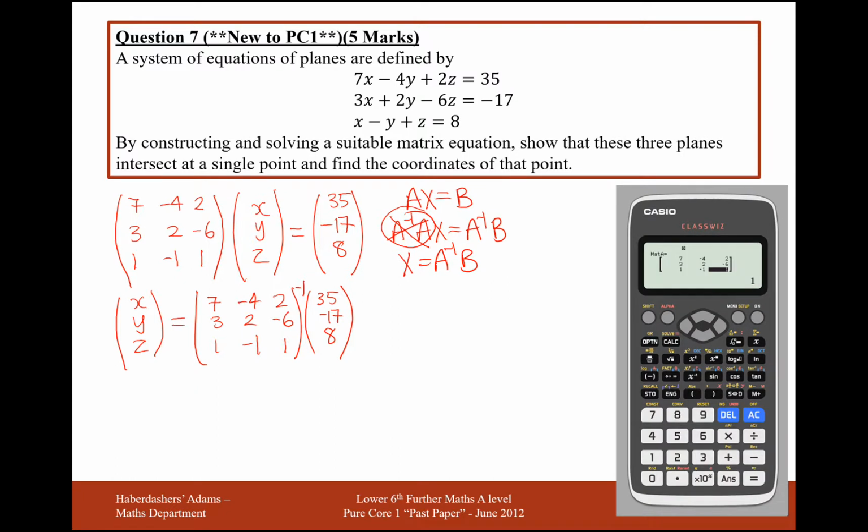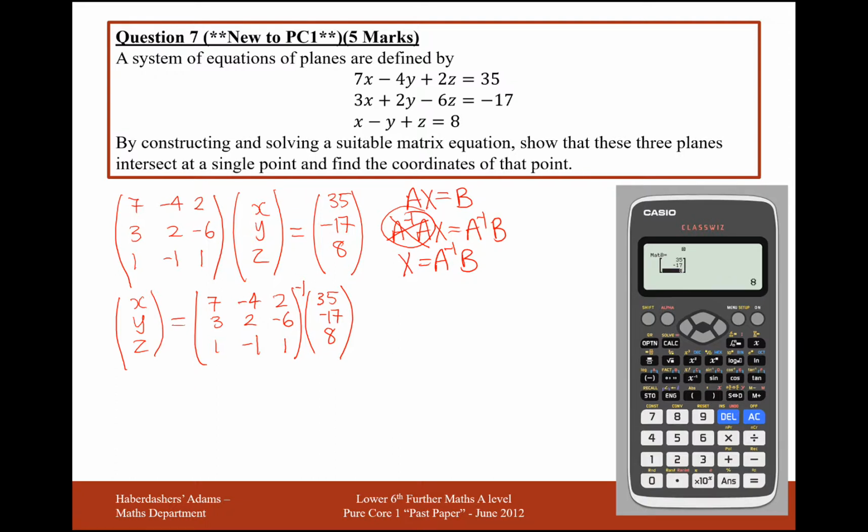Matrix mode, type in the 3 by 3 matrix above. Then we need to clear that and click on options. You want option 1 to define a new matrix, option 2 to select matrix B, select a 3 by 1 matrix and type in its values, and then you want to write out this on your calculator.